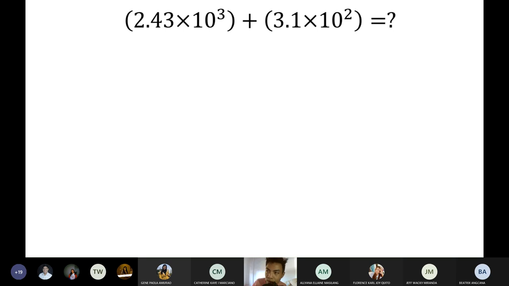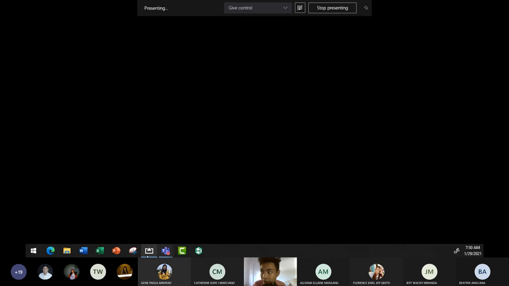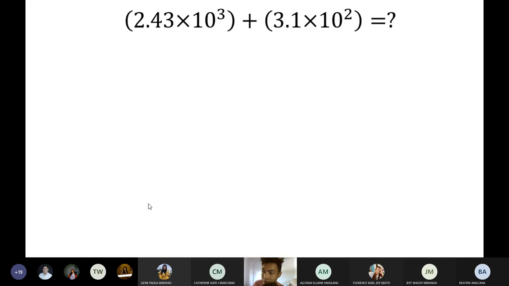So in order for us to add these numbers, we have to make the exponents the same first. Okay. So when making their exponents the same, one number should be adjusted to the other exponent's value, okay? So that means I can make this times 10 raised to 3 exponent equal to times 10 raised to 2, or I can make this times 10 raised to 2 exponent equal to times 10 raised to 3. How? How will I make those exponents equal? I just need to move my decimal point, no?